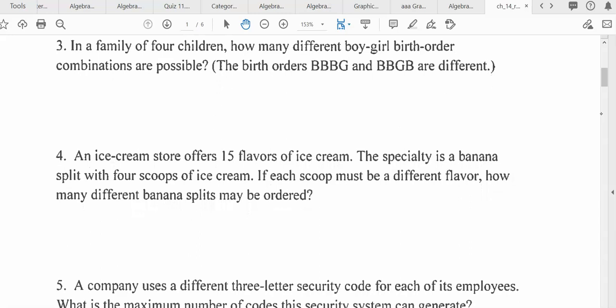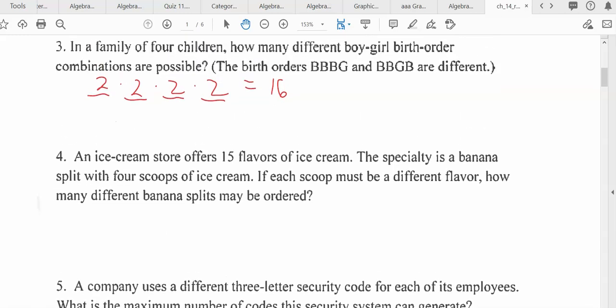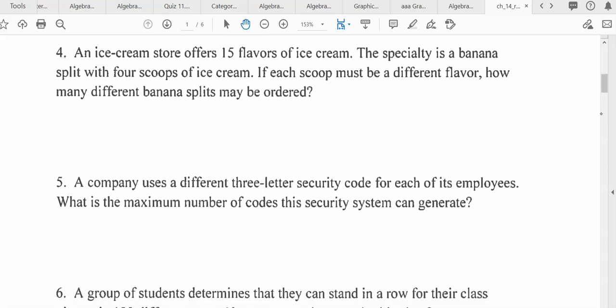A family of 4 children, how many different boy-girl birth order combinations are possible? And those 2 things are different, right? There's a whole thing about birth order, that it makes a difference if you're the oldest or youngest child, that kind of thing. So in this case, it makes a difference. There are 4 children, and there are 2 options each time. So whatever 2 to the 4th is, there are 16 different ways that we could order those letters, 16 different boy-girl combinations.